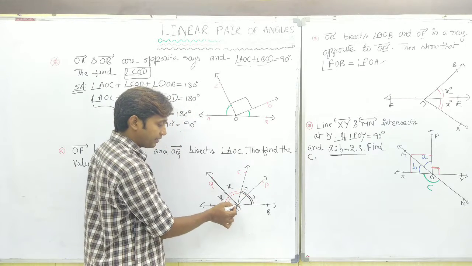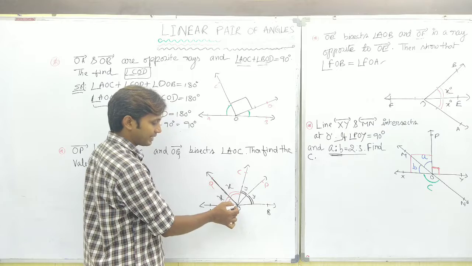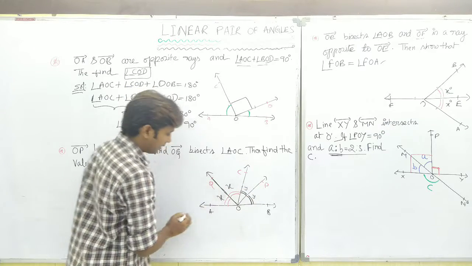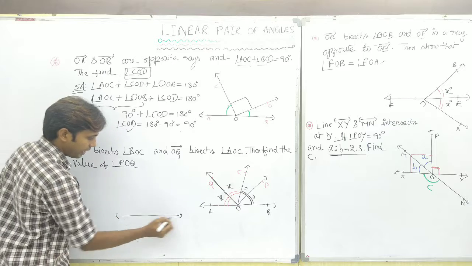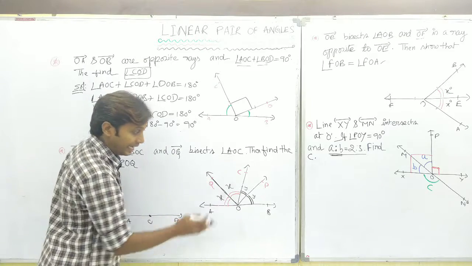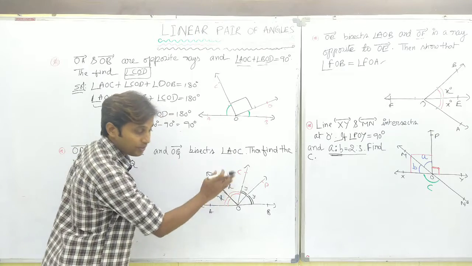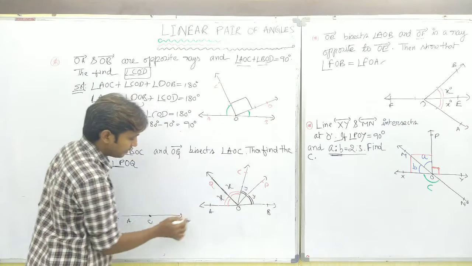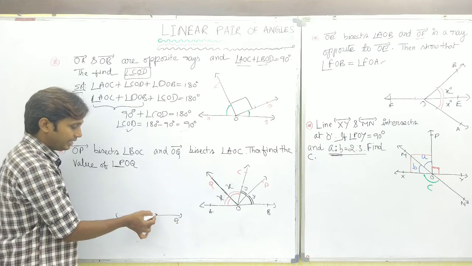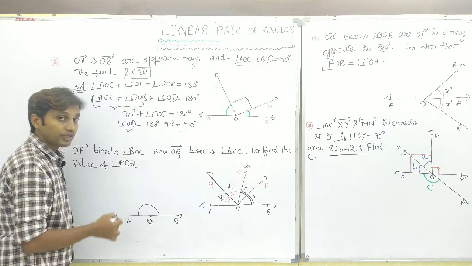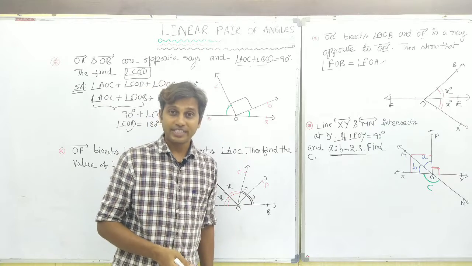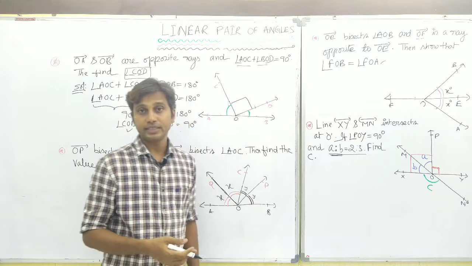Anyways, in the absence of these three rays, OQ, OC, OP, imagine these three are not there. Then is it a straight line or not? AB is a straight line and O is a point on it. Then definitely this O will make 180 degrees because it will make a straight angle on the straight line. Every point on a straight line will make a straight angle, which is 180 degrees.